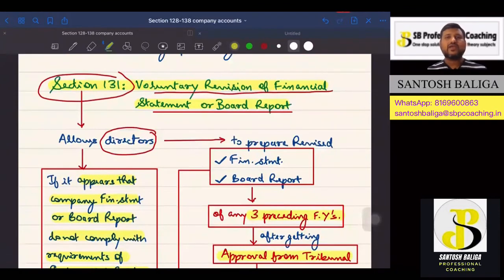So that's it from me on section 131. Looking forward to seeing you in section 132, which speaks about the National Financial Reporting Authority, which is NFRA, its powers and its constitution. So go through the next lecture also.